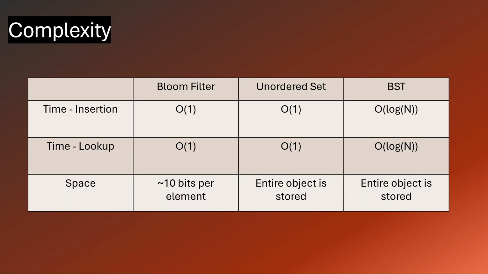So looking at the complexity comparison, looking at a Bloom filter and an unordered set and a binary search tree, which can all be used for checking whether or not an item exists. The time complexity for insertion is O of 1 for Bloom filter and unordered set, and big O of log n for the binary search tree. The lookup time is the same as insertion time for all 3 of these data structures. And the space complexity is about 10 bits per element for the Bloom filter, whereas for unordered set and binary search tree, the entire object has to be stored.